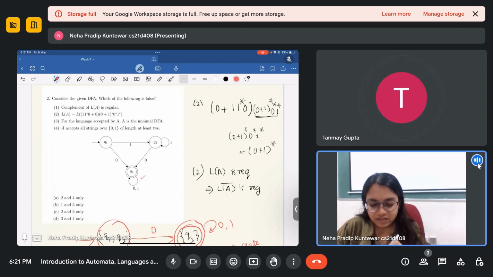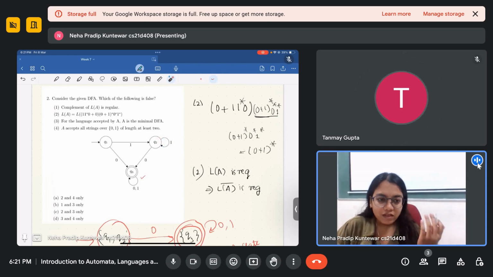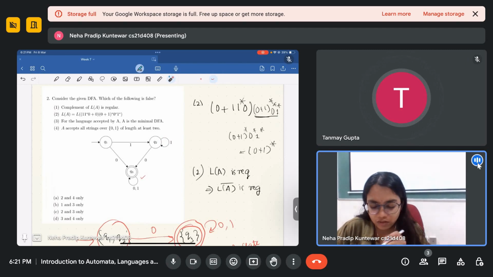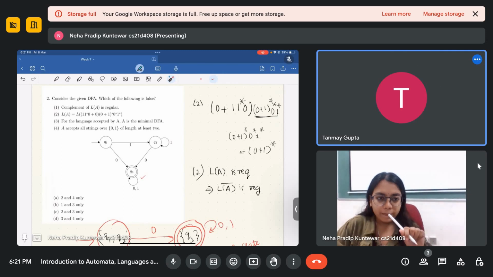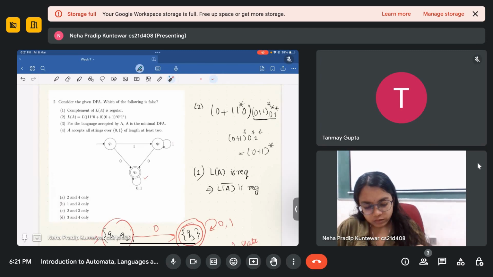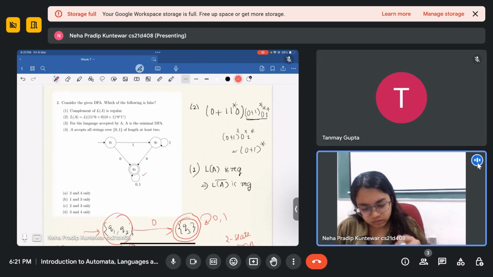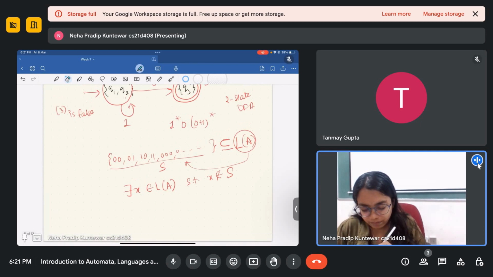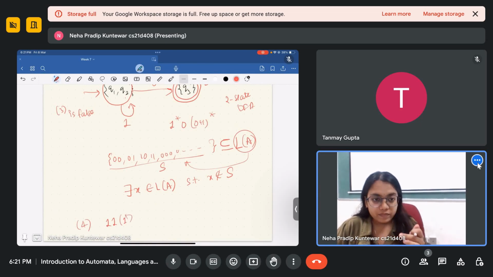In this case, you go from Q1 to Q2 and just stay here. So a long string of ones would be a string of length at least 2 that is not accepted: 1 plus, basically. Exactly. So for 4, the counter example would be 1 1 followed by 1 star.